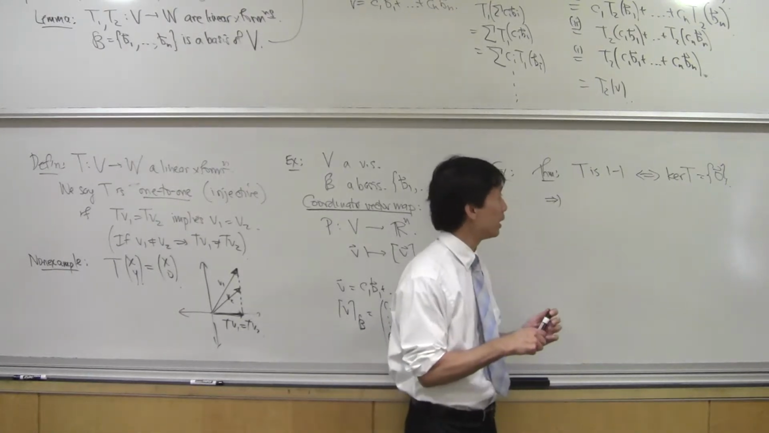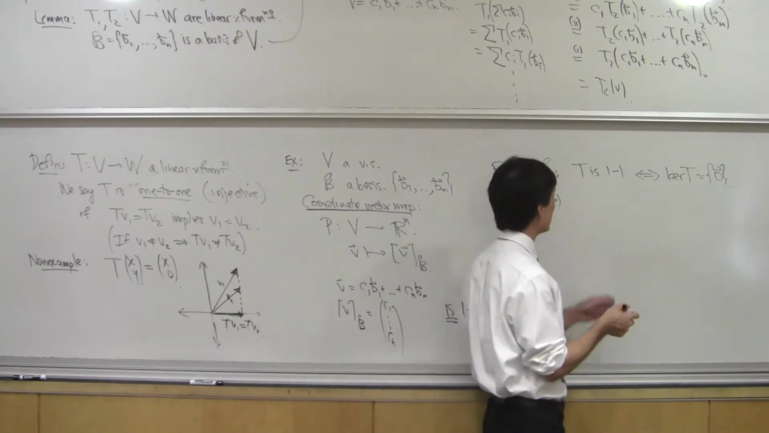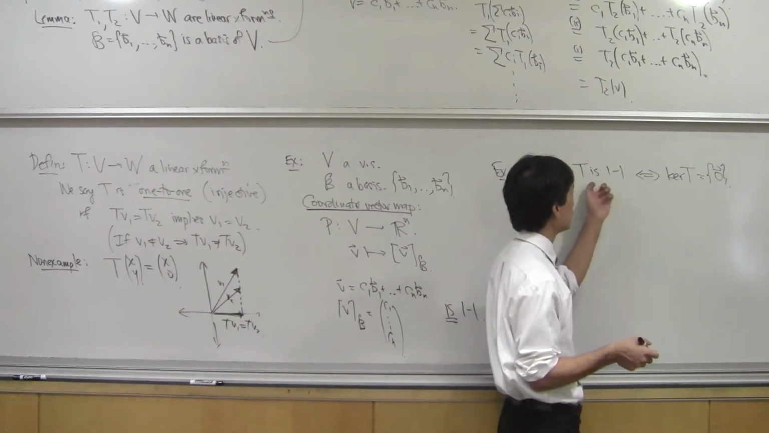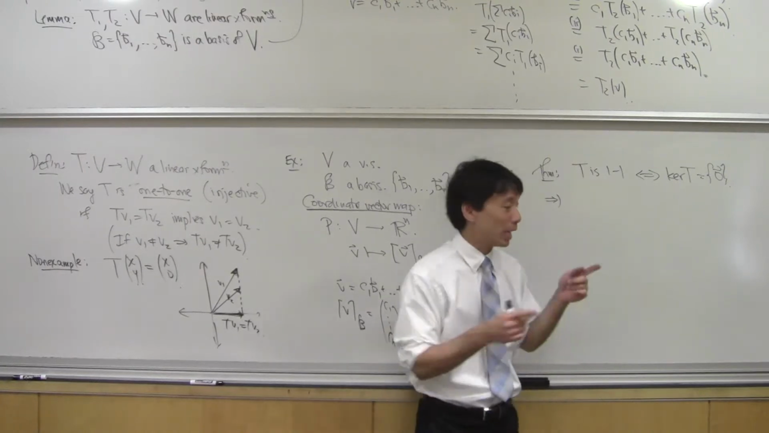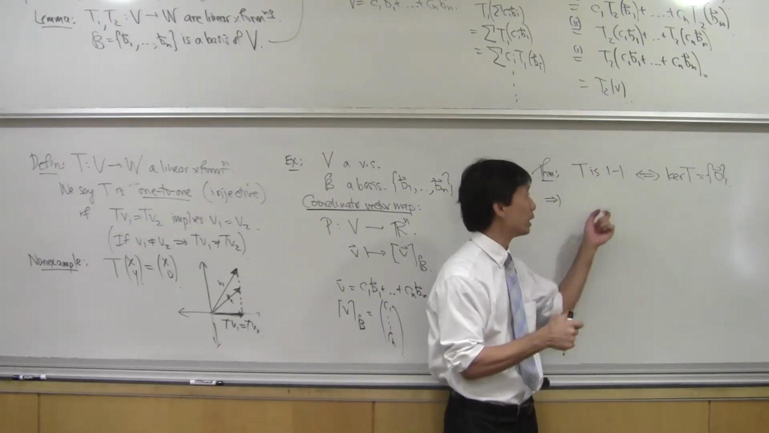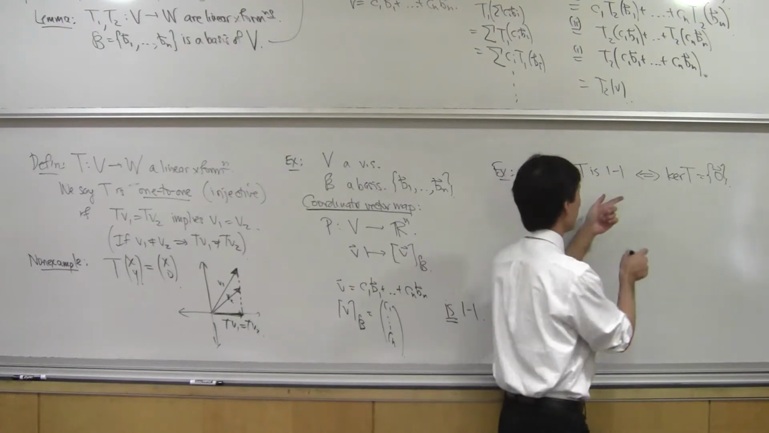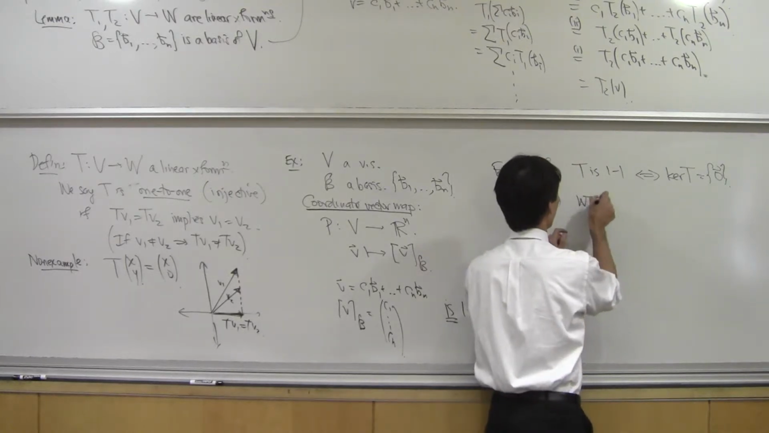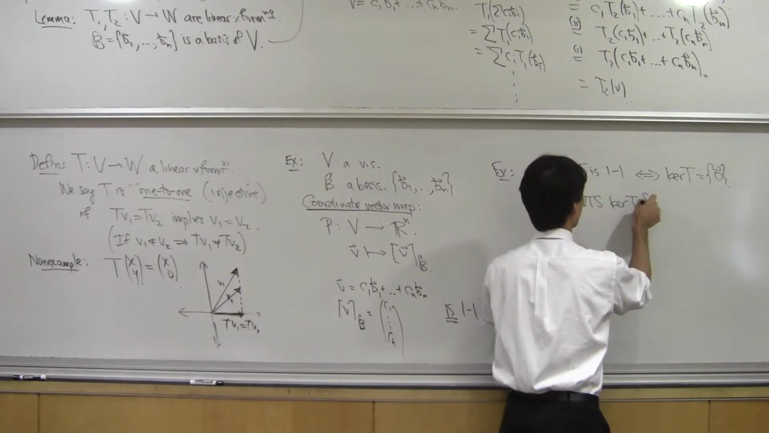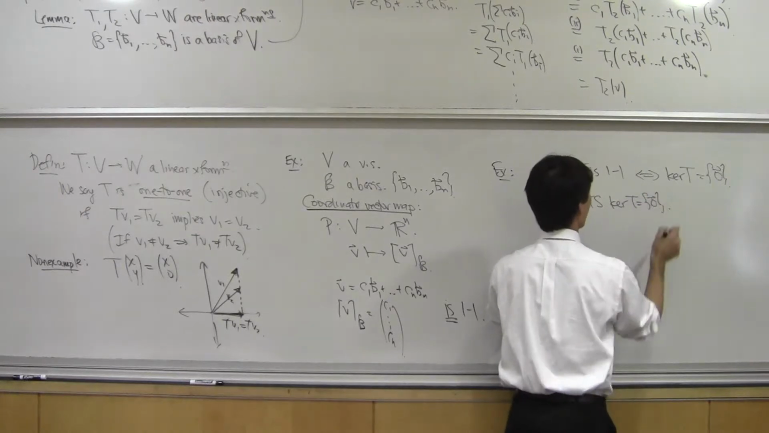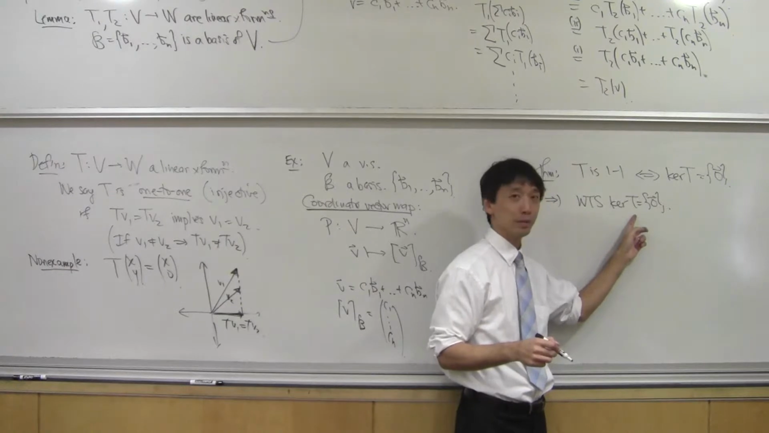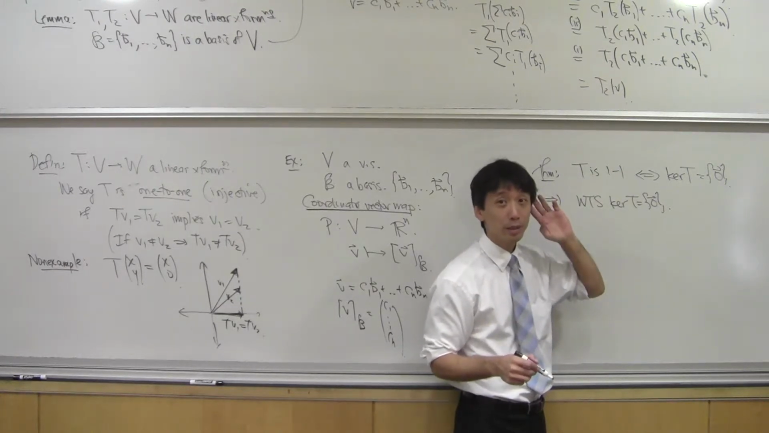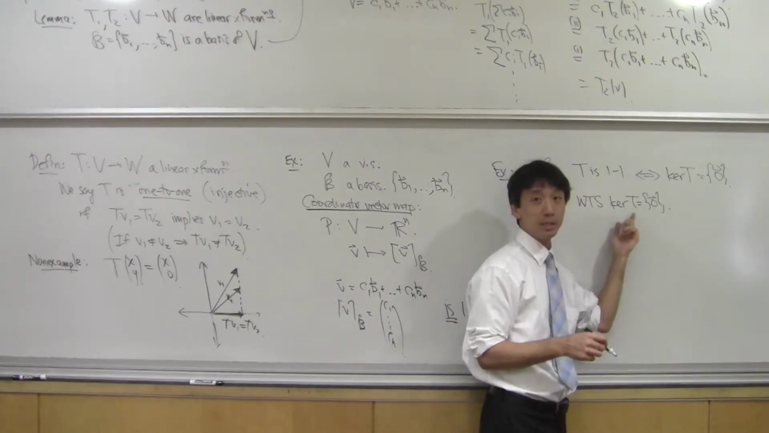Okay, let's think about the forwards direction. Suppose you know that T is one-to-one, that if the outputs are equal, then the inputs have to be equal. Why should that imply that? So you want to show that the kernel is the zero vector. What's the kernel? Somebody remind me. It takes things to 0. The things that T sends to 0.